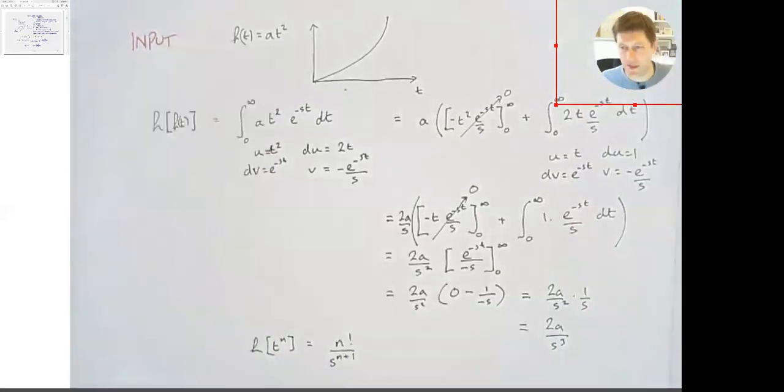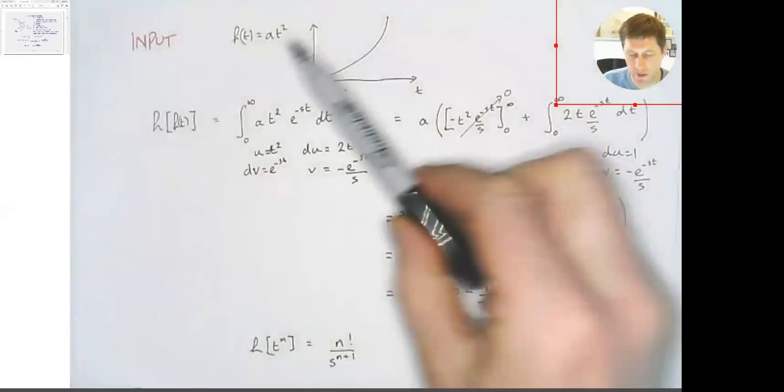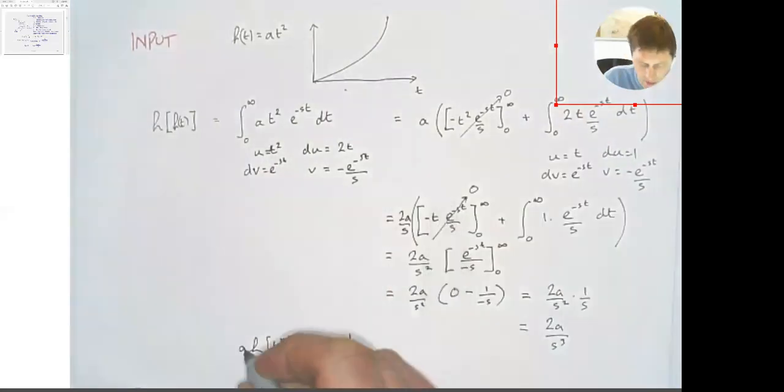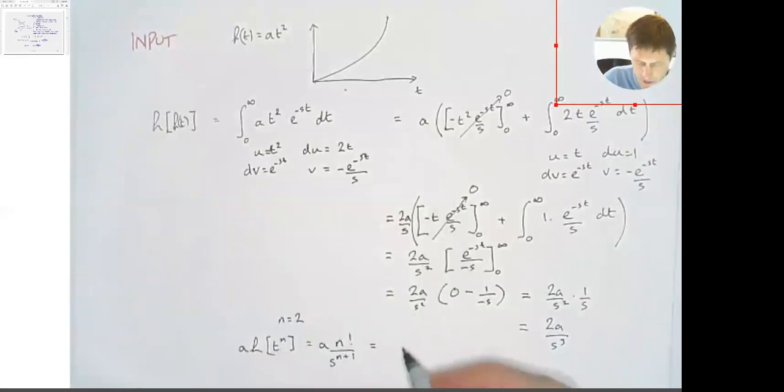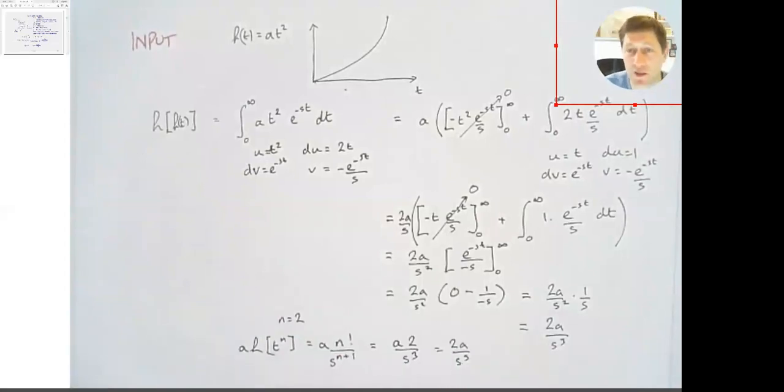And so we could have done this straight away. We've got at squared. So let's make an a there. Let's make n equal to 2. And so then our Laplace transform would have been a times 2 factorial, which is 2, divided by s cubed. Same as what we had before. So you can see there that the tables can be so much faster than doing the integration yourself.